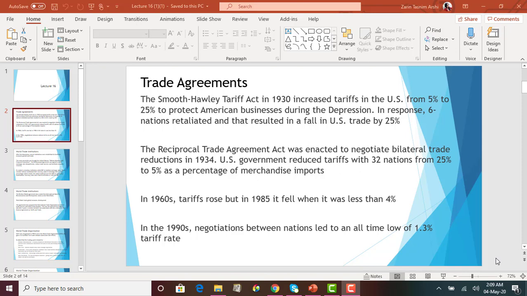Okay, so during the depression and right after it, we saw the tariffs go up. This was done to protect local businesses, but in 1985 tariffs fell to a very low percentage, about 4%. Then in the 1990s, international trade expanded further. Negotiations between nations led to an all-time low of 1.3% tariff rate, because that was the period when globalization started to boom. Everyone was involved in international trade that was helping each other's economy, so tariffs weren't seen as an important tool at that time.